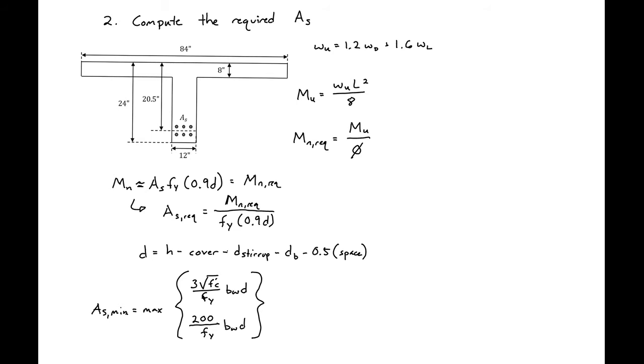So we were given a dead load and a live load that included, in this example, the self weight. So we're just going to use these loads exactly. So we have a dead load of 2 kips per foot plus 1.6 times our live load, which was given, which was 1 kip per foot, which will give us a total load of 4 kips per foot. So this is our factored ultimate load.